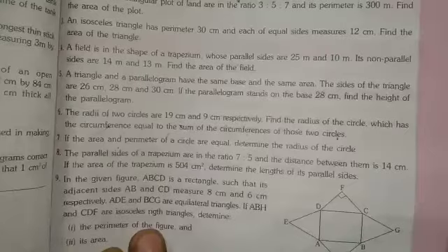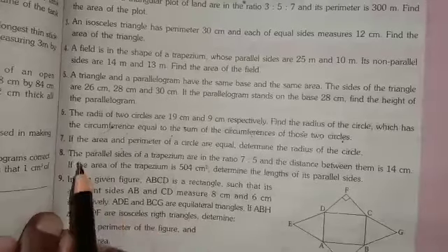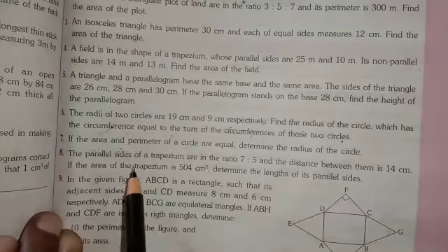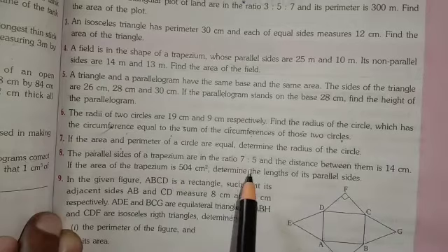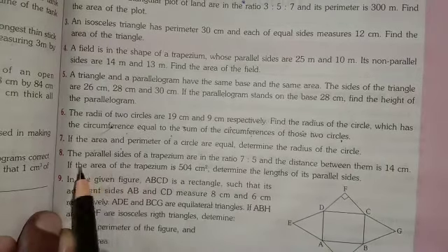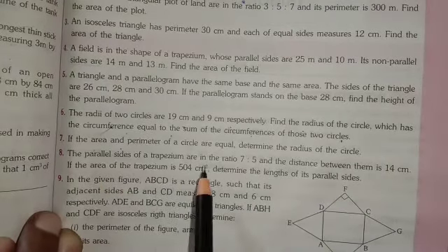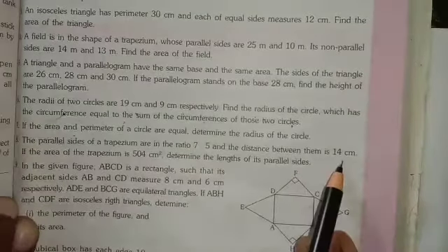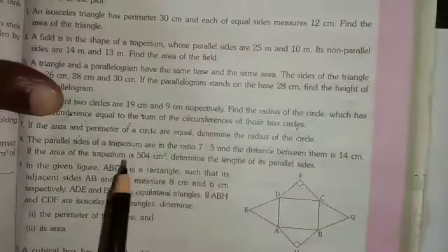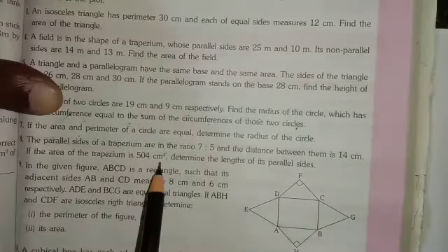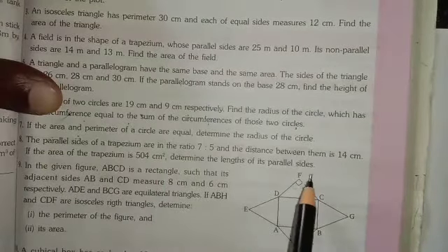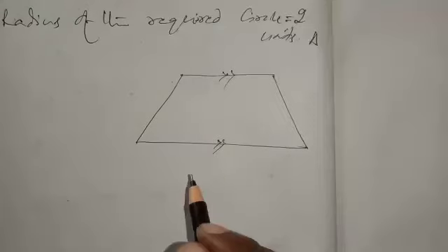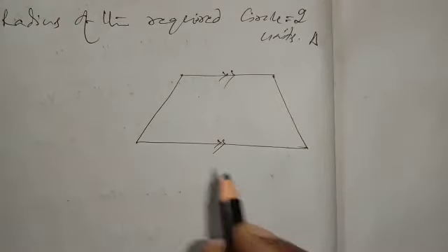Let us also go to question number 8. Question number 8. The parallel sides of a trapezium are in the ratio 7:5 and the distance between them is 14 centimeters. If the area of the trapezium is 504 centimeters square, determine the lengths of the parallel sides. See how to solve. For your convenience, we draw one trapezium.